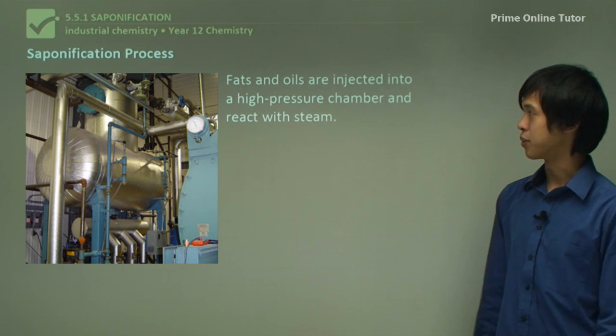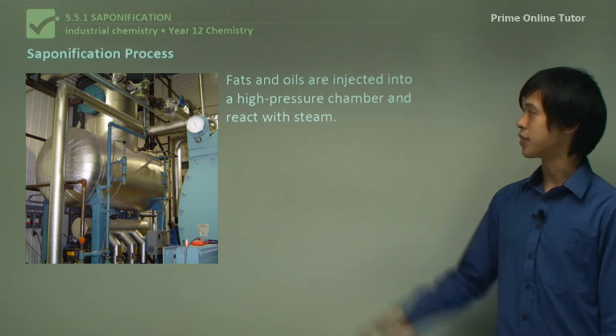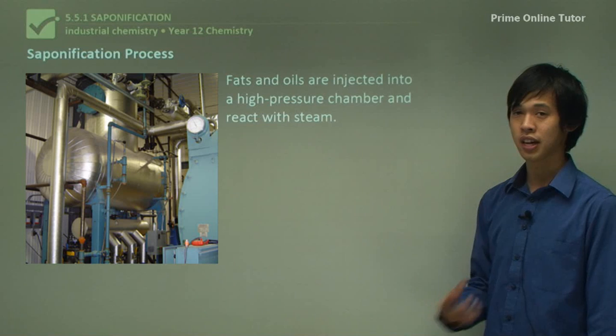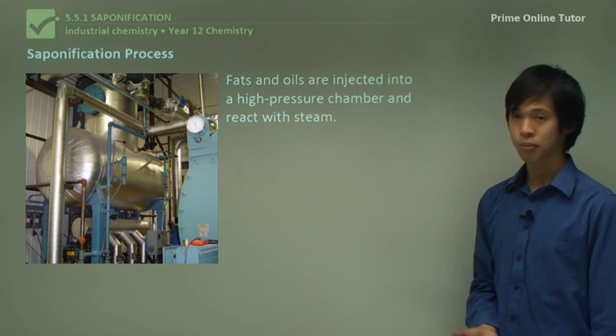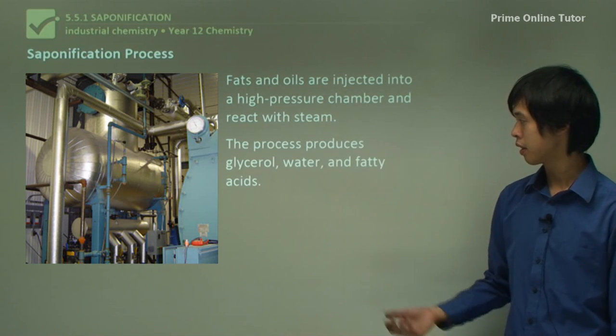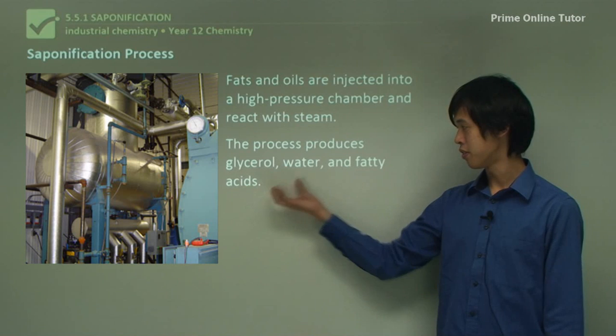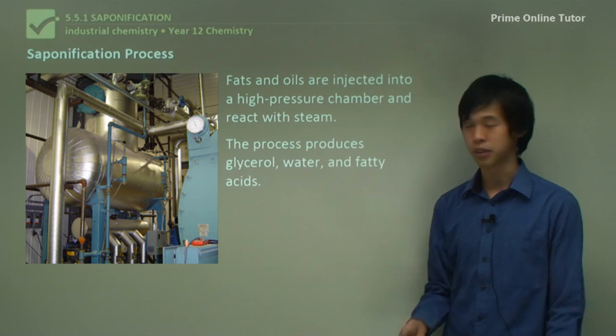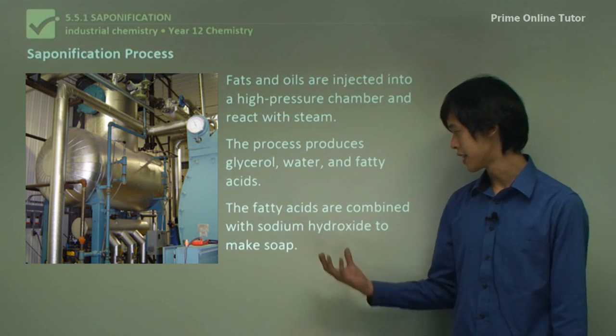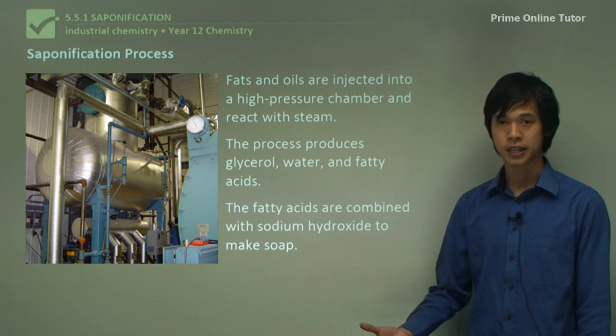So the saponification process: what we actually do is take fats and oils and inject them into a high pressure chamber and react them with steam. This produces glycerol, water, and fatty acids, which are good. The fatty acids are then combined with sodium hydroxide to make soap.